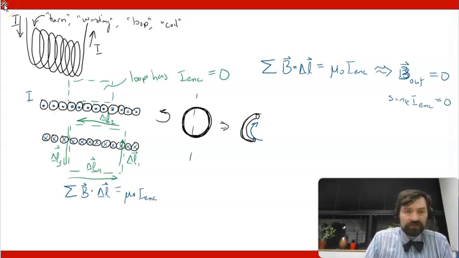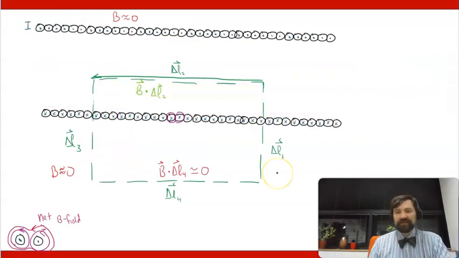So now what I'm going to do is blow this thing up a little bit so that we can see it in detail. Outside of the solenoid, we basically have 0 magnetic field, and so the dot product B dot delta L4 is 0. And likewise, this part and this part aren't going to contribute anything to their dot products. You could maybe look at this portion of the line, this portion of the line.